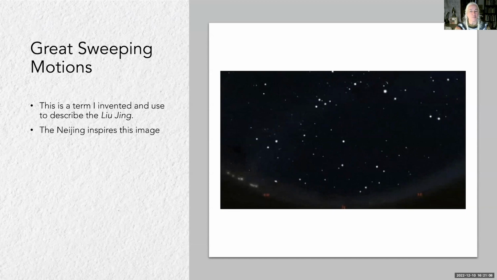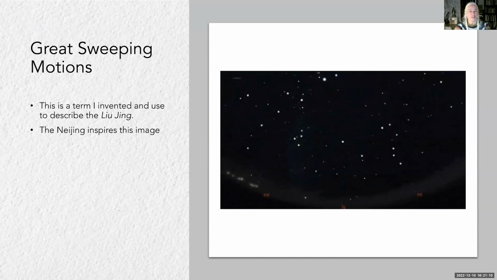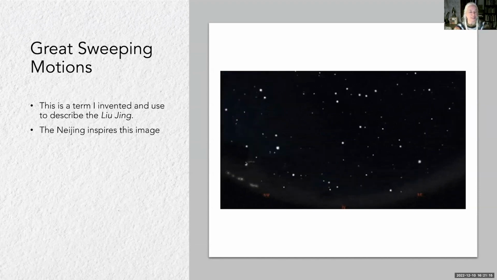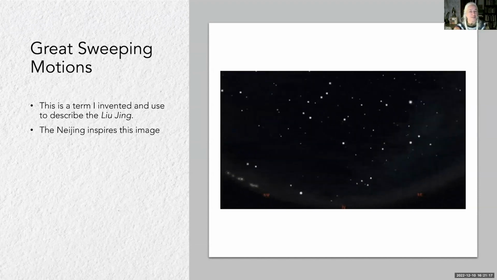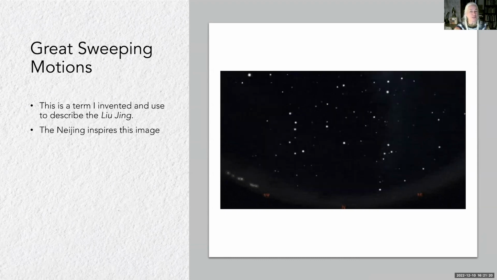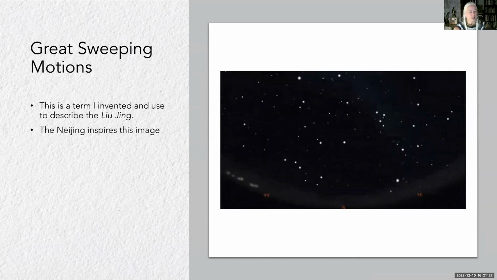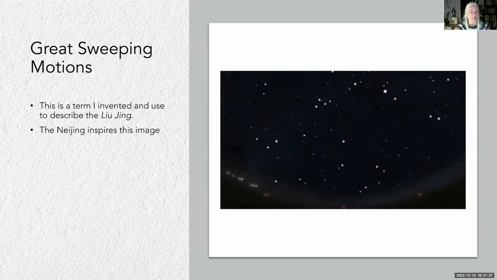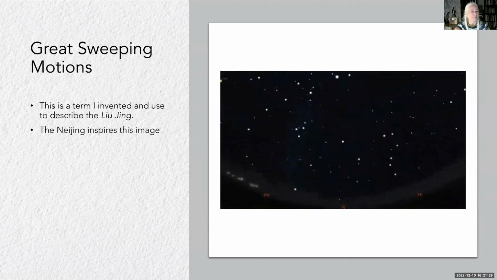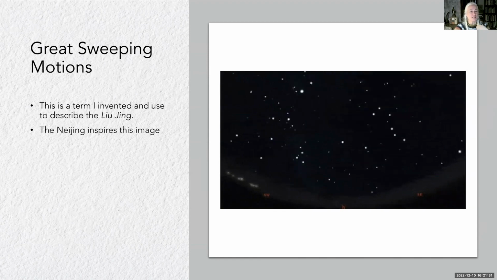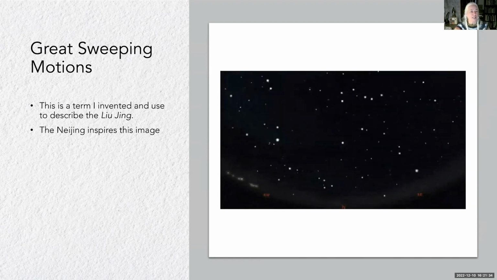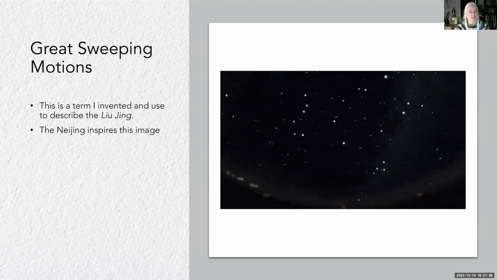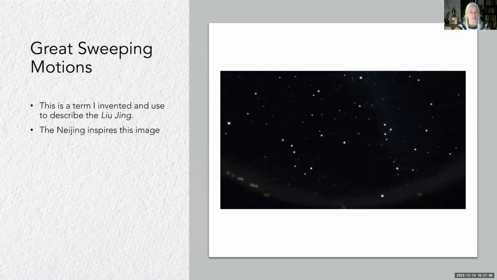So this idea of great sweeping motions, we have here like a picture of the movement of the stars around the North Pole. And so these are really the representative of great sweeping motions, just as the sun going around the earth, or appearing to go around the earth, is also a manifestation of great sweeping motions. But basically, it's a term that I invented, and I use it to describe the 6 Jing. And it's really the Neijing that inspired this image.